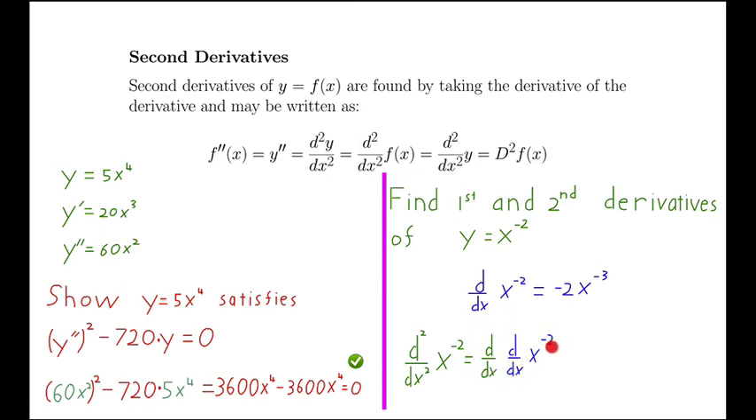First find d dx of x to the minus 2, and we can do that. It's minus 2x to the minus 3. And then we take d dx of that minus 2x to the minus 3 to find the second derivative. So we found the derivative of x to the minus 2, that was minus 2x to the minus 3. And then we find the derivative of minus 2x to the minus 3. Minus 3 times minus 2 is 6. We get 6x to the minus 4. So these are some of the ways that we can use different notations for second derivatives in solving different equations and finding different derivatives.